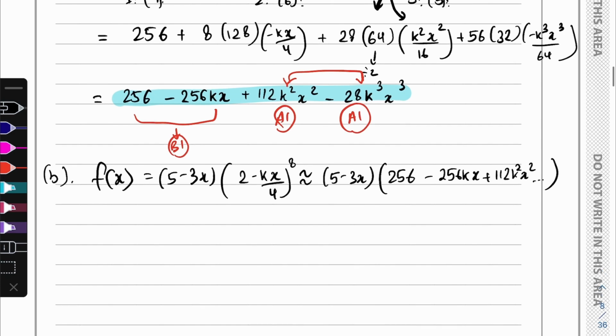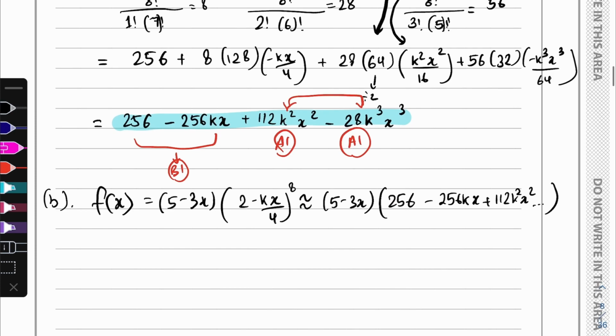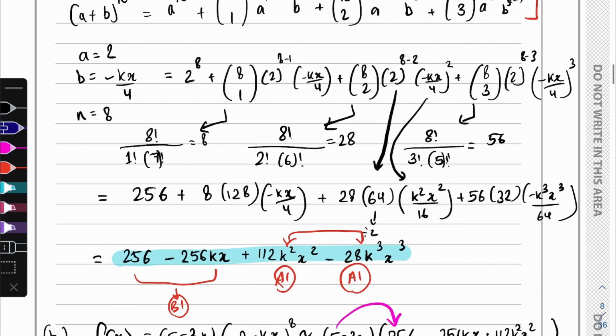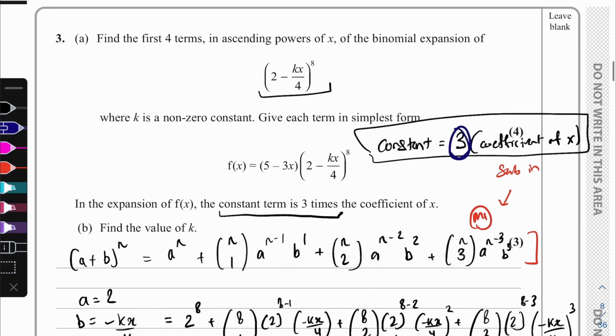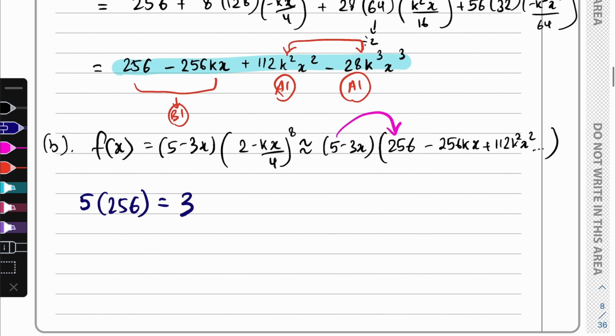Last term. What are they interested in? They told you the constant term. So now let's work out the constant term. This is when we have non-x values. So this multiplied by this. 5 multiplied by 256. This is the only constant term, correct? So our constant term is 5 multiplied by 256. And this is equal to 3 times the coefficient of x. So we have to have a 3 here, bracket, coefficient of x.